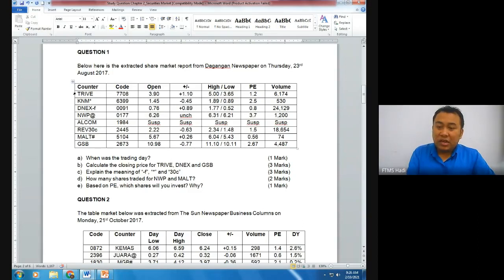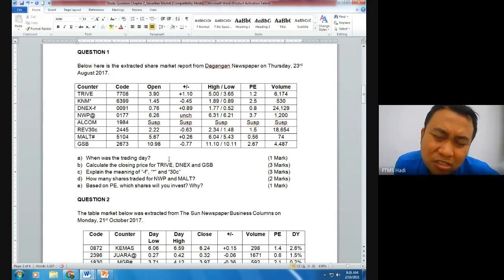So these are the counters. 1, 2, 3, 4, 5, 6, 7, 8. Eight counters, with different codes, different opening price, different changes, high, low, PE, price earning, and volume. Is it necessary to answer all? It depends. Some of the questions ask you for a particular company only, so no need to answer all. Just answer whatever they ask.